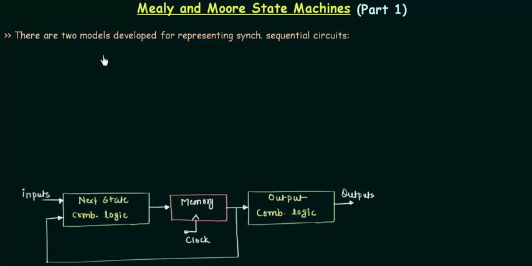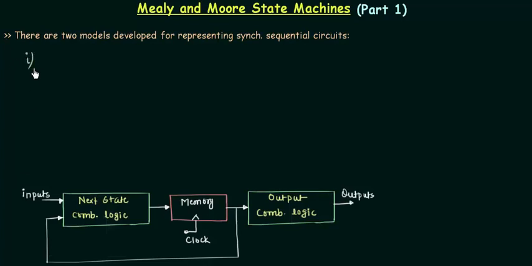There are two models developed for representing synchronous sequential circuits, and we will talk about these two models in depth. In this presentation, I will discuss one model, and in the next presentation, we will talk about the other one. So what are these two models? Let me write the names of these two models.